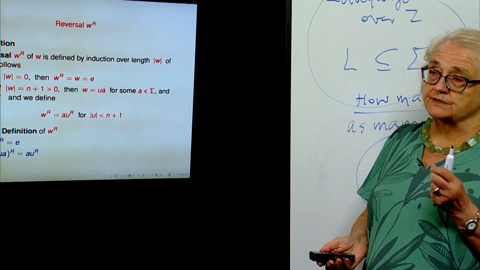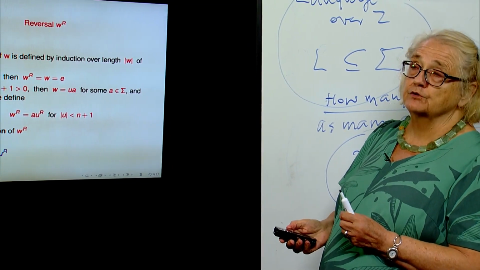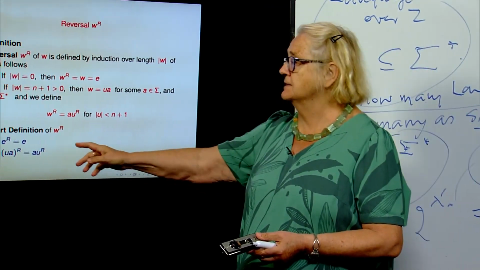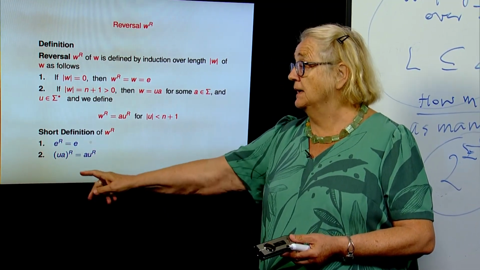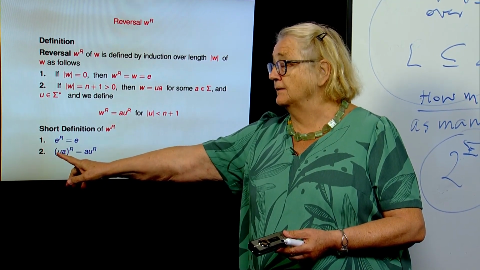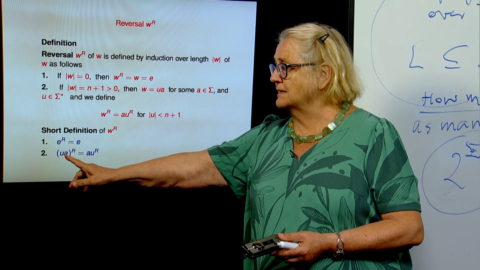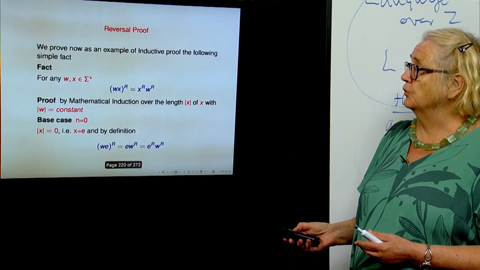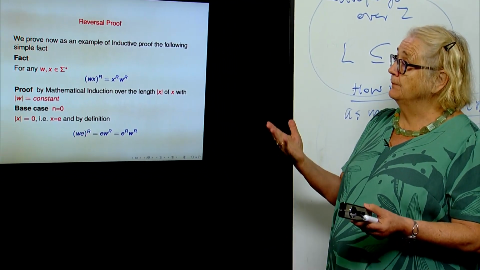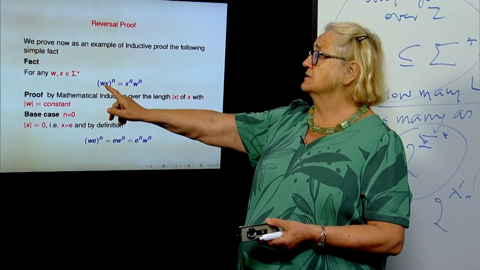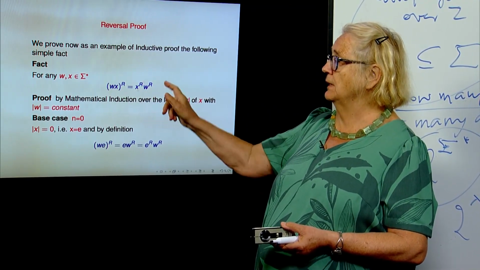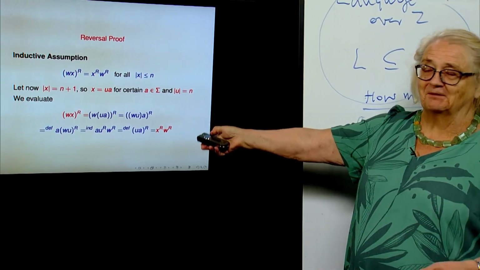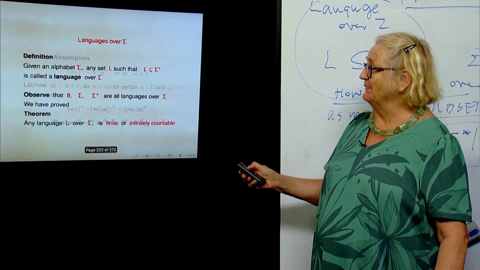And then reversal, that is important. Given a word, we define the reversal. The short definition is that the reversal of e is e, and it's an inductive definition: if u is a word and a is an element of the alphabet, the reversal of a u is the reversal of u followed by a. And now you prove, for example, that for any two words x, y, the reversal of x y is the reversal of y followed by the reversal of x. And you do it by mathematical induction. A nice, pretty exercise on mathematical induction.